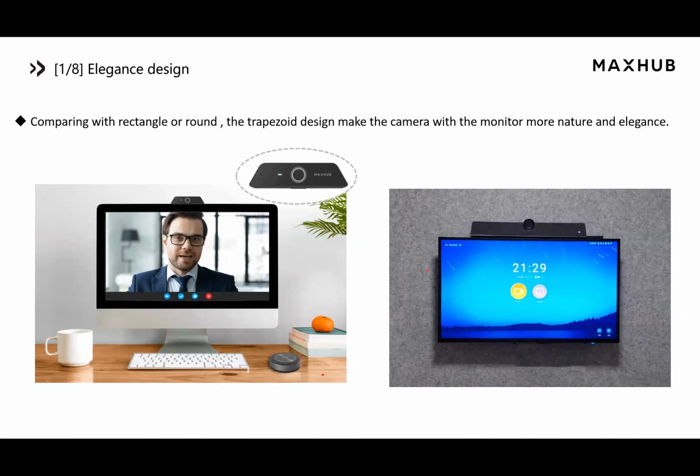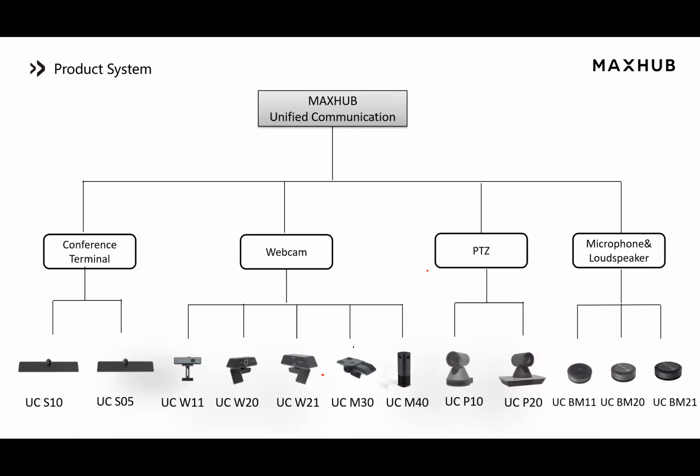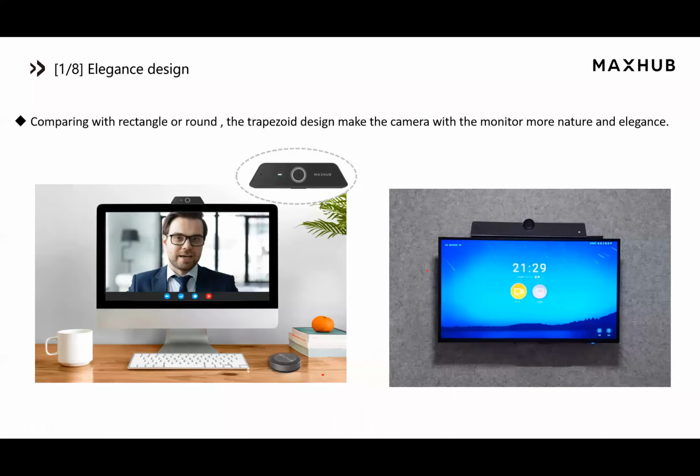So I mean, we call this trapezoid design the MAXHUB family design. We want to use this family design to give the idea to the end customer when they see this design. Even if they didn't see the logo, they know it comes from MAXHUB. It's a MAXHUB product, and not only in the products we have, but in the future we also want to use this family design in MAXHUB UC products, and become the symbol in the market.